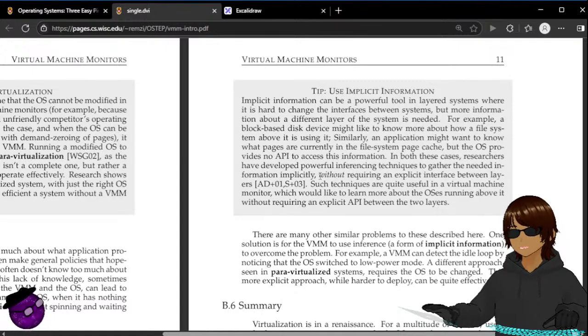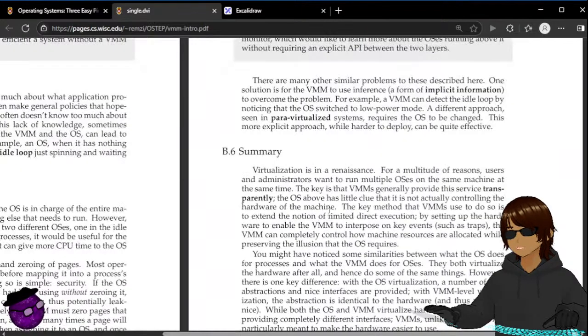interface between layers. Such techniques are quite useful in a virtual machine monitor, which would like to learn more about OSs running above it without requiring an explicit API between the two layers.